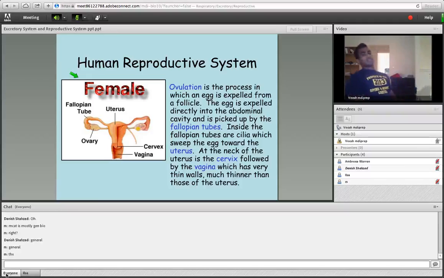Ovulation is the process in which an egg is expelled from a follicle, directly into the abdominal cavity, and is picked up by the fallopian tubes. In the fallopian tubes, there's cilia that allow the egg to travel towards the uterus. At the neck of the uterus, there's the cervix, followed by the vagina, which has very thin walls, much thinner than those of the uterus.